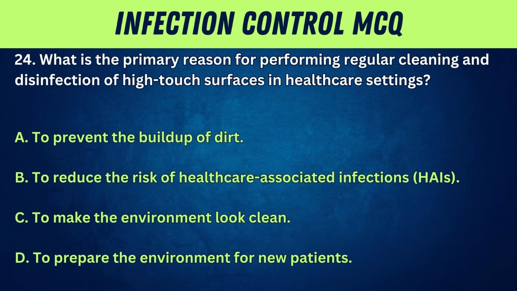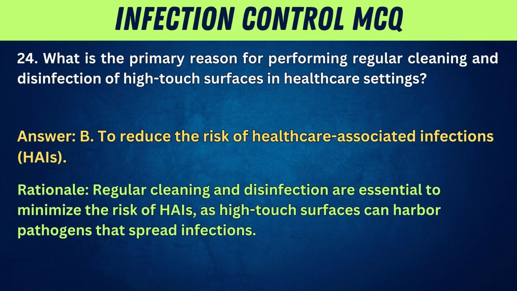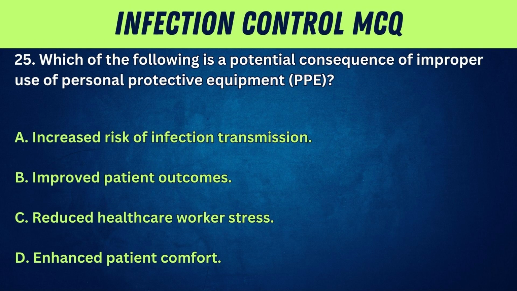24. What is the primary reason for performing regular cleaning and disinfection of high-touch surfaces in healthcare settings? A. To prevent the buildup of dirt. B. To reduce the risk of healthcare-associated infections, HAIs. C. To make the environment look clean. D. To prepare the environment for new patients. Answer: B. To reduce the risk of healthcare-associated infections, HAIs. Rationale: regular cleaning and disinfection are essential to minimize the risk of HAIs, as high-touch surfaces can harbor pathogens that spread infections.